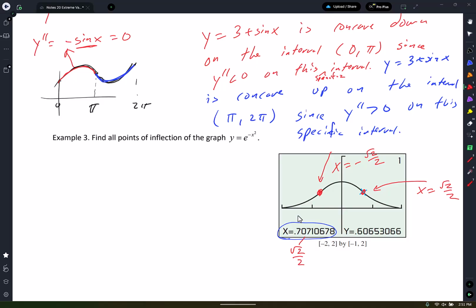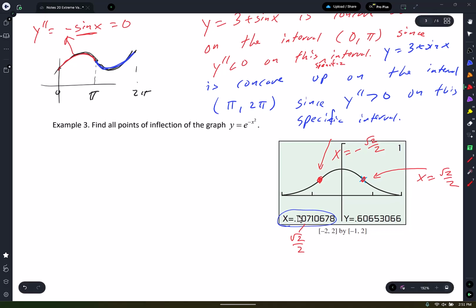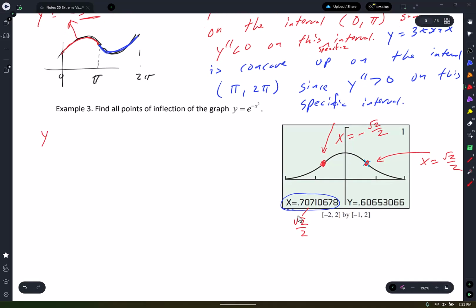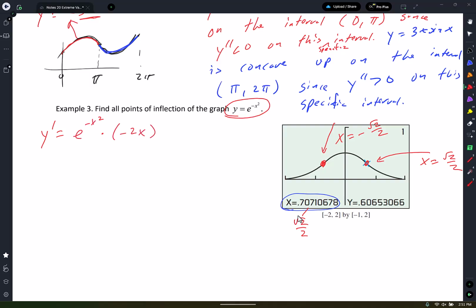So let's see if we can do our algebra to get those points of inflection. Are we cool, guys? Does everyone know what we're about to do? We're going to take the derivative how many times? 2 times. And I'm going to look for a change in signs. So here we go. Y prime equals, what's the derivative of e to the negative x squared? E to the negative x squared times negative 2x. I'm going to leave it like that. I'm going to do product rule.